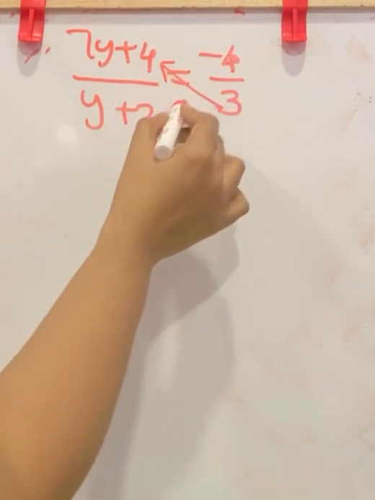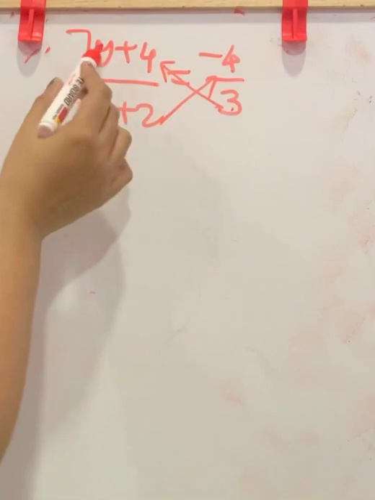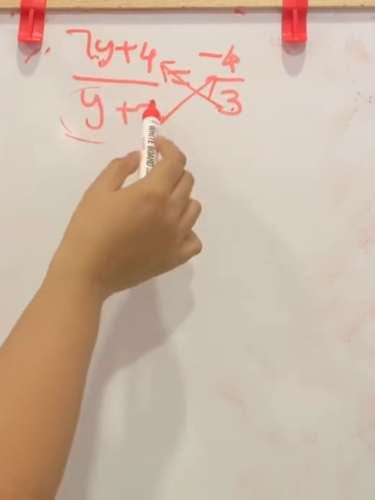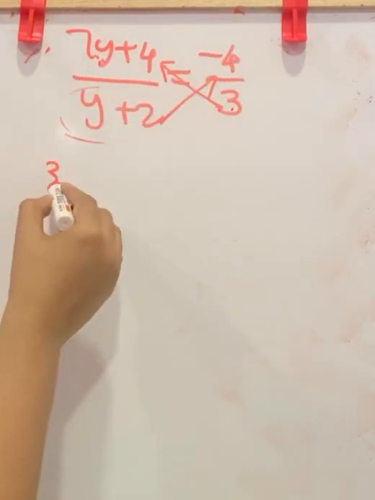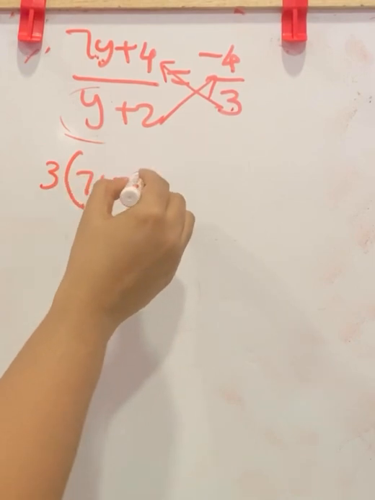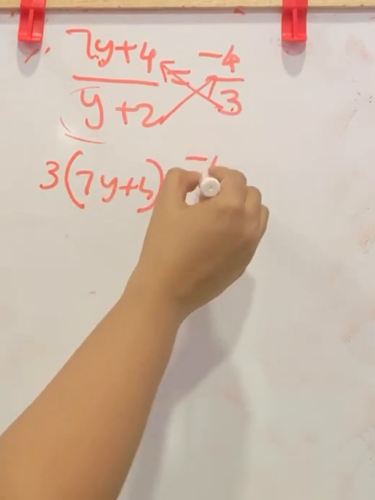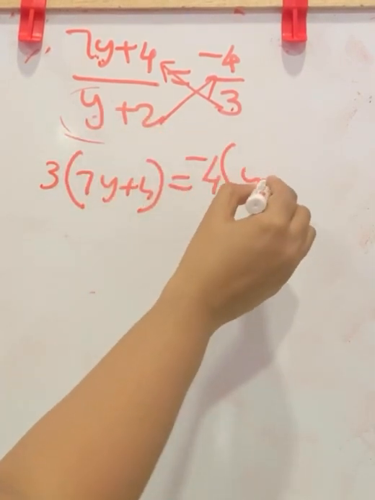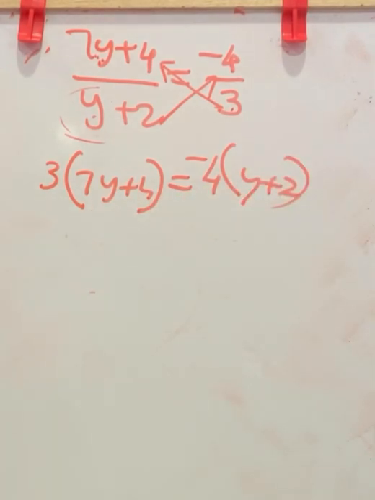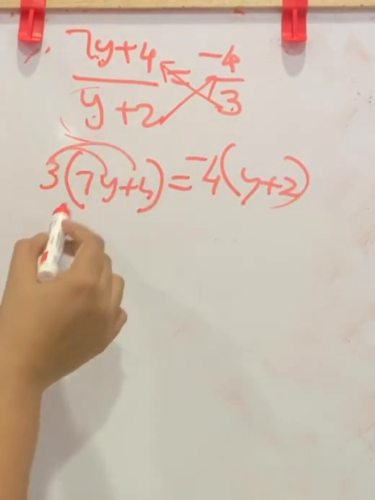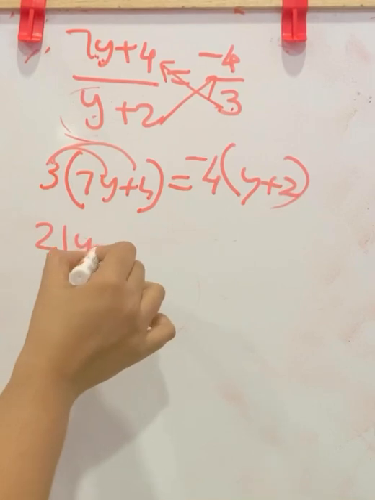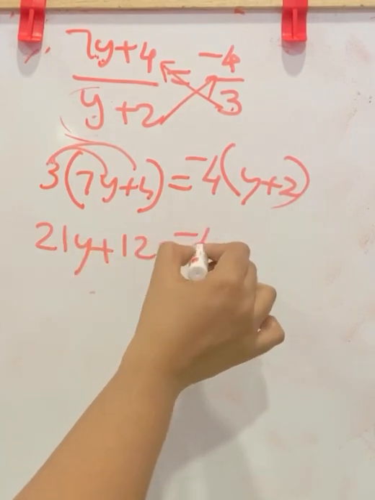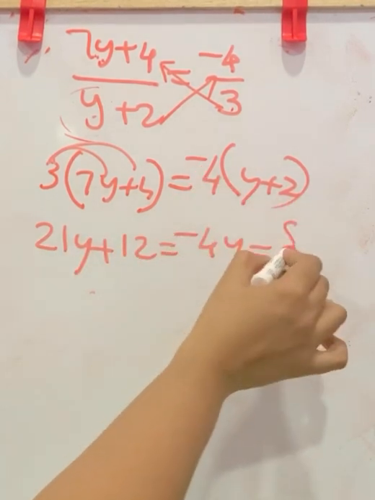Next one, 7y plus 4 by y plus 2 is equal to minus 4 by 3. Here we can take this denominator to LHS part and this whole denominator to RHS part. It becomes 3 into 7y plus 4, close the bracket, is equal to minus 4 into y plus 2, close the bracket. 7 3s are 21y plus 12 is equal to minus 4y minus 8.